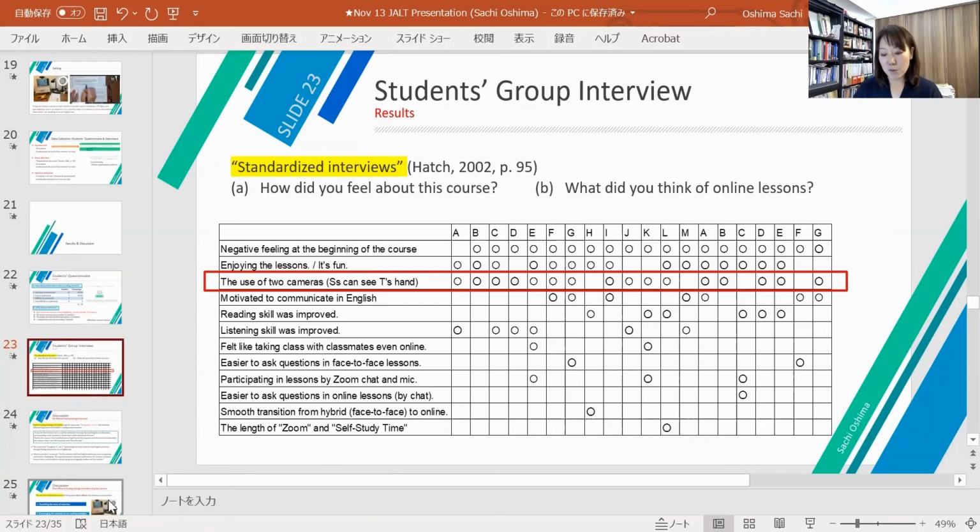As a result of structural coding in terms of frequency, my use of the additional camera showing my hand was the third most frequent feature reported by the student, followed by the student negative feeling at the beginning of the course and their positive feeling during the lesson they took. Not only did these students mention the use of an additional camera, but they also positively evaluated this.